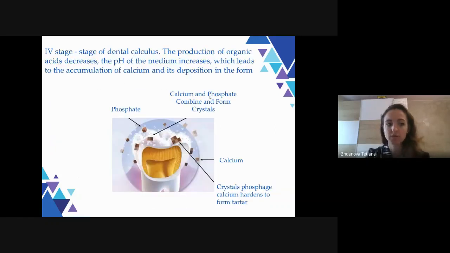So the first stage of dental calculus, when we have the production of organic acids, the pH of the medium increases and leads to the accumulation of calcium and deposition in the form.